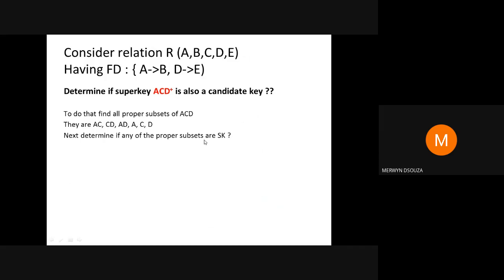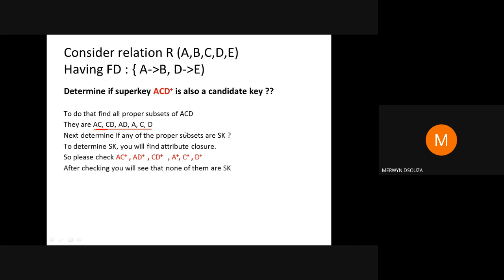To find out whether the proper subsets of ACD are super keys, you need to find the attribute closure of the proper subsets. So please find the attribute closures for AC, AD, CD, A, C, and D. I'm not going to do it; I've already shown you how to find the attribute closure. After you find the attribute closures, you will see that none of them are super keys.